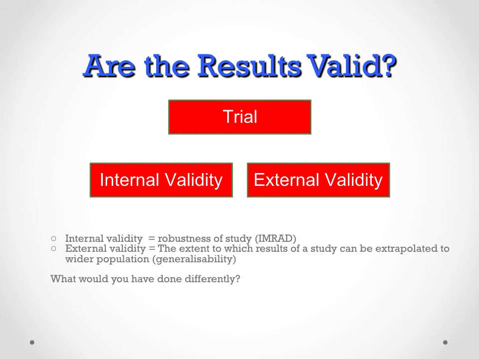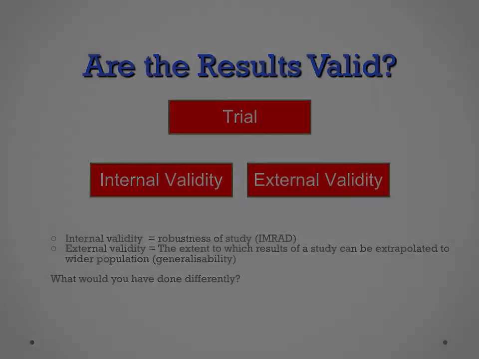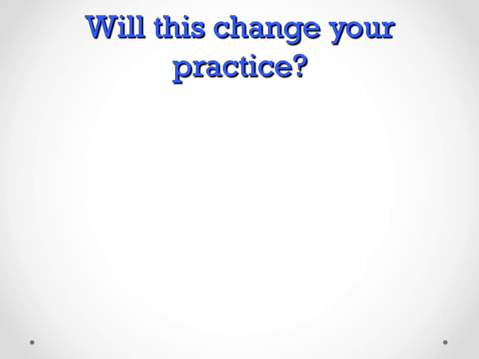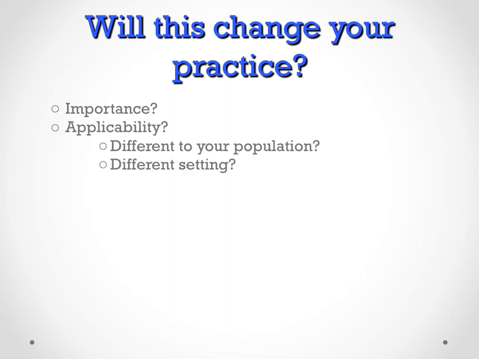So in summary, the internal validity refers to the robustness of the study in question that you've read about in your paper, and the external validity is the extent to which results of the study can be extrapolated to a wider population. You might want to ask yourself cheekily what you would have done differently, and whether or not this will actually change your practice. So the first question is, is it important? Some new tests might be able to accurately diagnose rhinovirus in sufferers of the common cold, but it's probably not that important to the general population other than perennial sufferers of man flu.